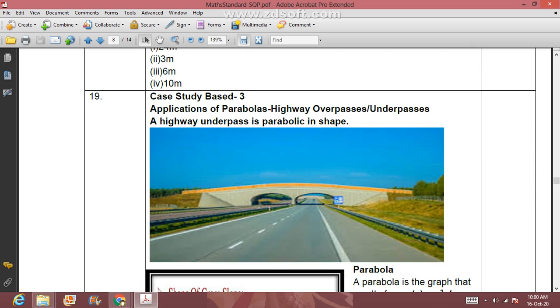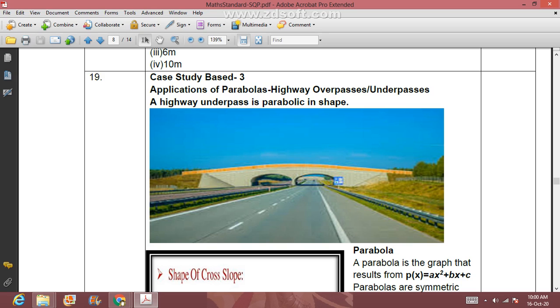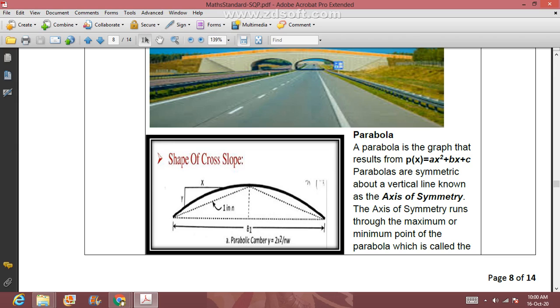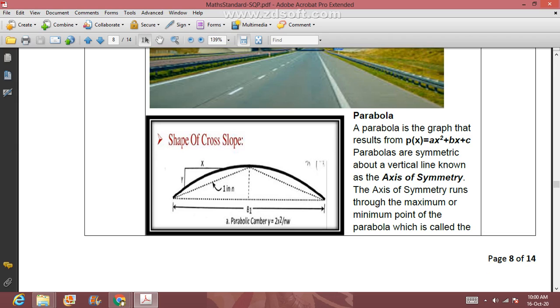Okay. Question number 19. Again, it is a case study. I think this case study is from chapter number 9. Application of highway parabolas are there. Parabola, highway, overpasses, underpasses. So a parabolic structure is given. Quadratic equations. For the quadratic equations, how will the questions be solved? Ax square plus bx plus c. This is the equation of the parabola.